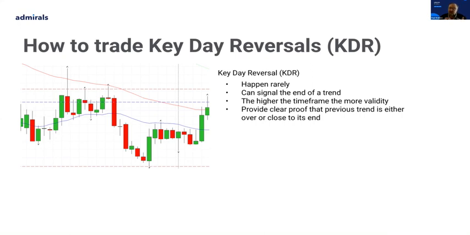But what they can do is signal the end of a trend. The higher the time frame, the more validity they have, but I would say that for pretty much all candlesticks. And what it will help provide is clear proof that the previous trend is either over or very close to its end, which I'm going to show you in a few examples.